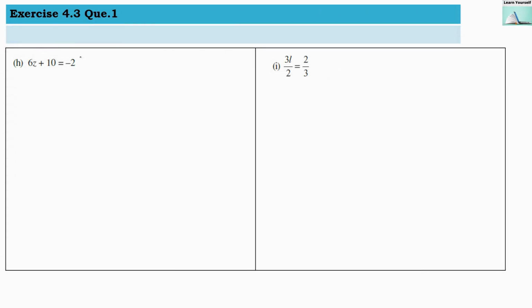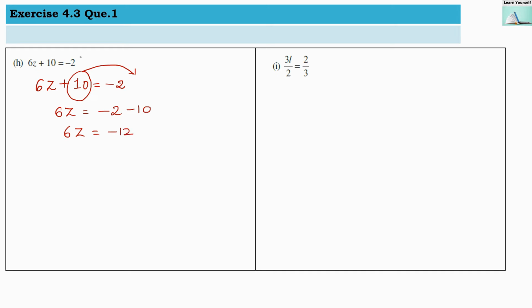H equation is 6z plus 10 equals to minus 2. Let us take this 10 towards LHS. It is positive, so once it will go to other side, it will become negative. So we will get here 6z equals to minus 12.